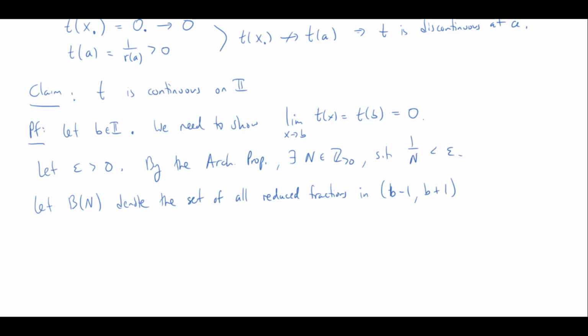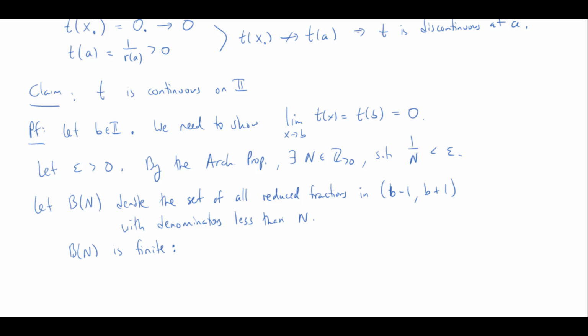So this is a ball of radius 1. And, well, there's a lot of reduced fractions in there, but I'm going to restrict it just a little bit more. I'm going to say with denominators less than n. And this is going to be a much smaller set. In fact, B of n is going to be a finite set. And that may not be obvious at first, but let's talk about why that's true. So B of n is finite.